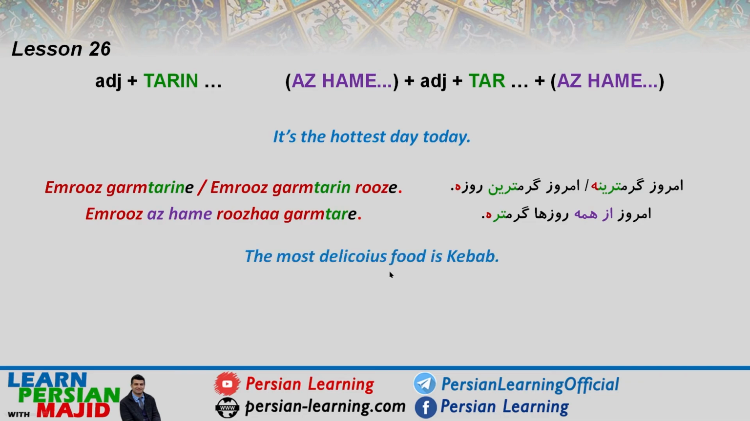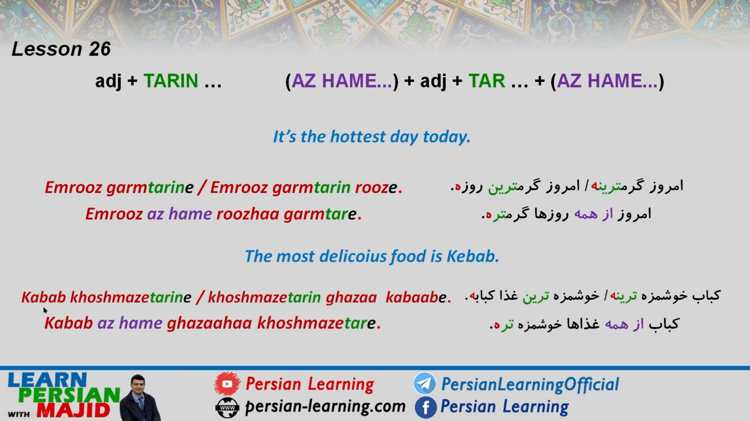The most delicious food is kebab. It's my favorite food, of course. کباب خوشمزه ترینه. Not that much popular. خوشمزه ترین غذا کبابه. This is popular. کباب از همه غذاها خوشمزه تره. This is also popular. Kebab is more delicious than all other foods.